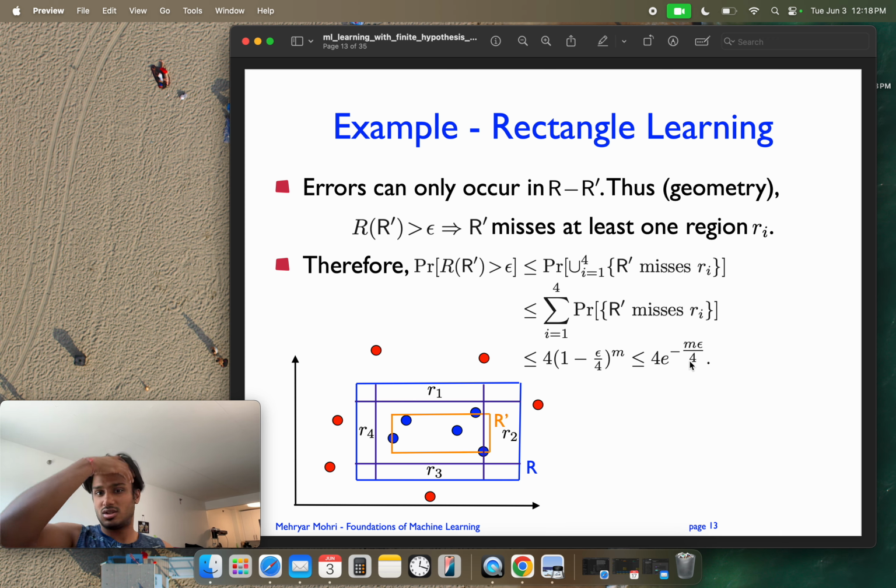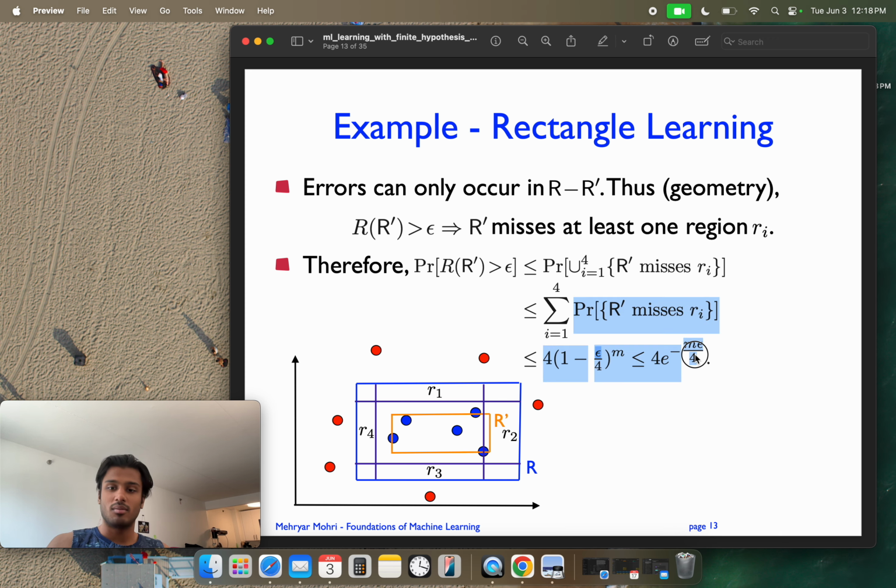Just using the fact that 1 minus x is less than e to the minus x. My fault. Yes, this is an identity. Fine, just believe me. The key idea is that we used geometry here.